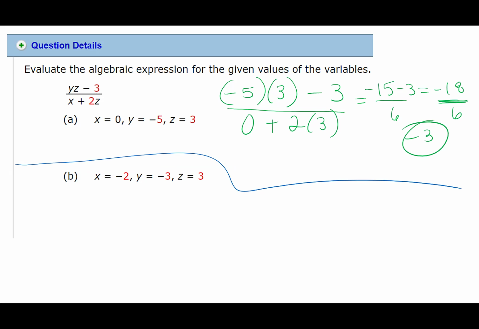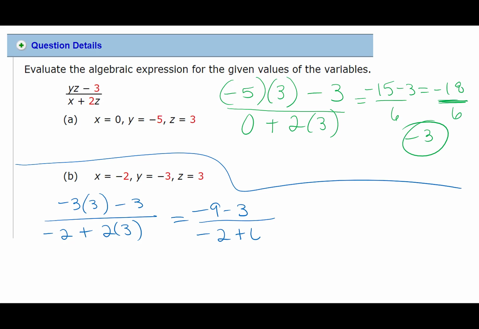Okay, take a look at part B. Same thing. Take the original fraction and make these substitutions. -3 times +3 minus 3 over -2 plus 2 times 3. Okay, just looking in the numerator, this will be -9 minus 3. Denominator, this is -2 plus 6. We can simplify that even more. Numerator is -9 minus 3 is -12. Denominator is -2 plus 6, which is 4. And that also simplifies to a -3.